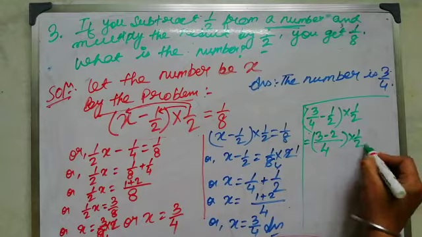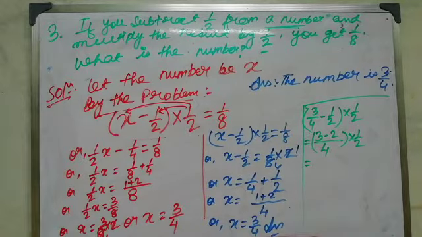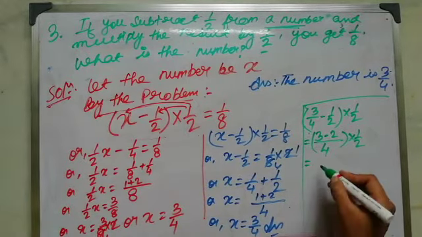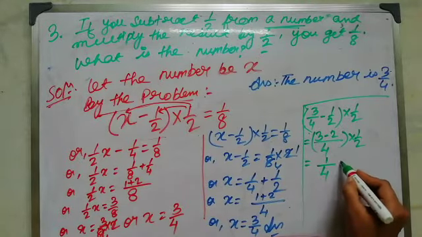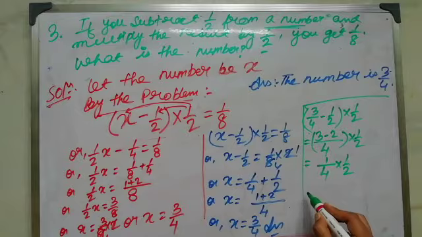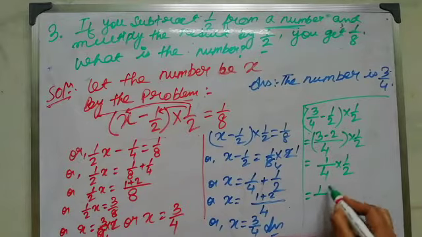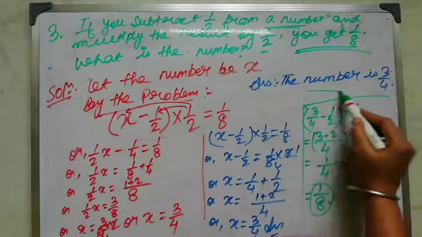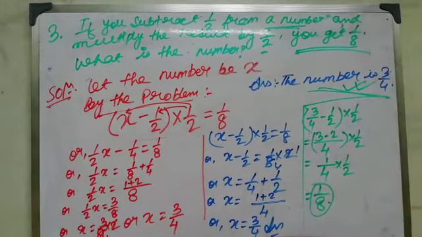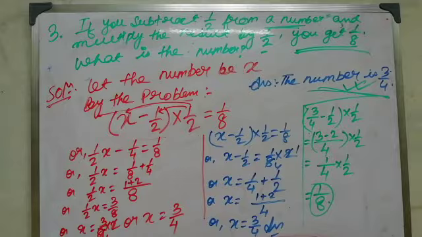So, this is 3 minus, this will become 2. Remember the BODMAS video. First we will solve the bracket. Fine. 3 minus 2 is 1, so 1 by 4, multiplied with 1 by 2. Now see, 1 multiplied with 1, 4 with 2, that is 1 by 8. Oh my God, I have also got the result as 1 by 8.